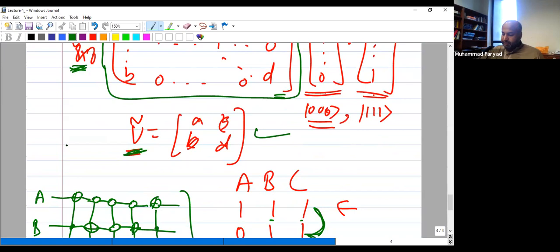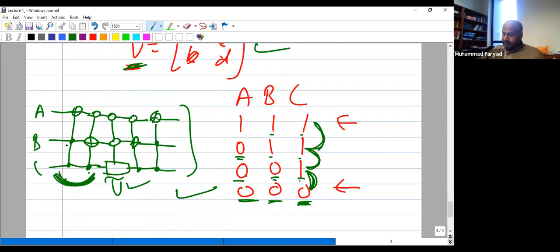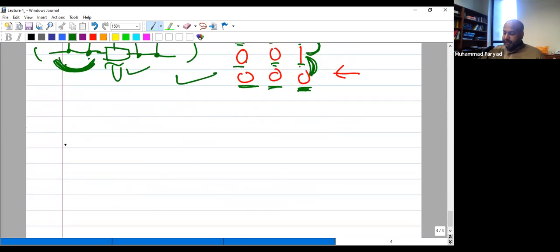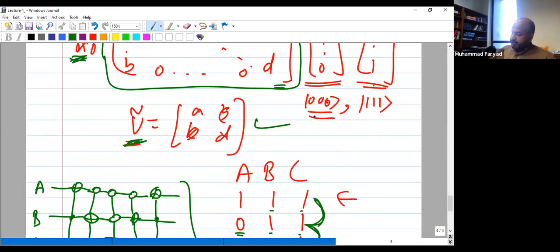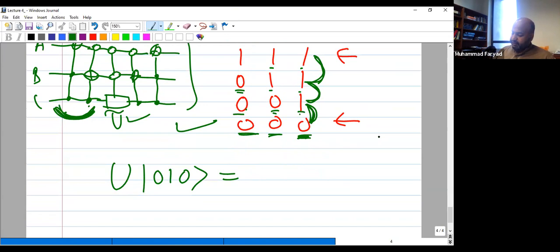So let's see how it does. For that, let me first see that if we have any state which does not involve this 0, 0, 0 or 1, 1, 1, then what will happen for a general unitary? I will get exactly the same thing, right? Yes, sir.